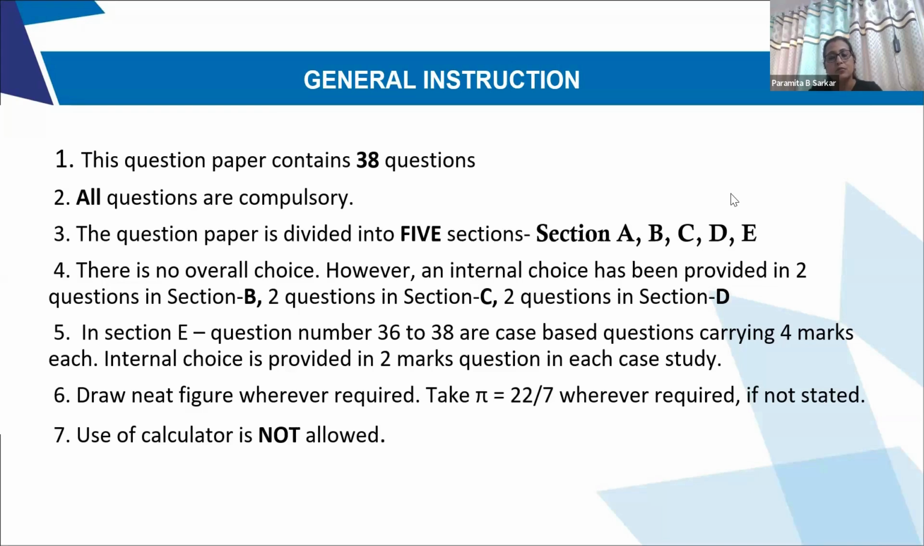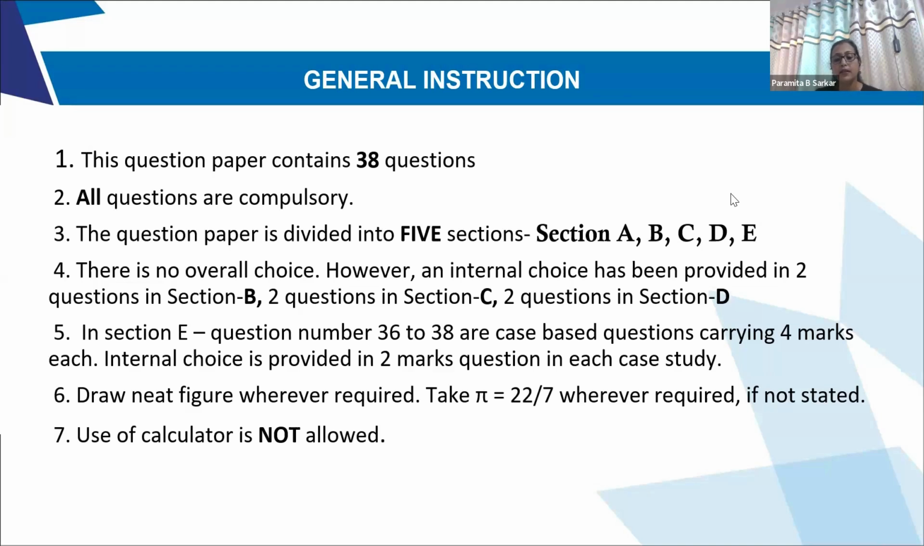Section A consists of 20 MCQs. Out of these 20 MCQs, 2 MCQs will be reasoning and assertion based. Section B will have 5 very short answer type questions. Sections C and D are subjective type questions. Section C carries 3 marks for each question, and section D carries 5 marks for each question. In section E, questions 36 to 38 are case based questions, which will carry 4 marks, and these 4 marks will be further bifurcated into 1 and 2 marks. Internal choice will be given only in the 2 marks questions.